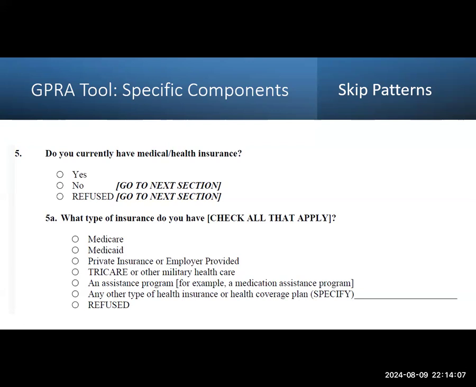Remember, because this text is bracketed and in all caps, you wouldn't read that out loud to clients. Instead, you'd simply follow those instructions, skip over question 5A and go straight on to the next section, which is section G, social connectedness. If the client answers yes, then you would read question 5A and the response items here that are in lowercase letters and check off all that apply.